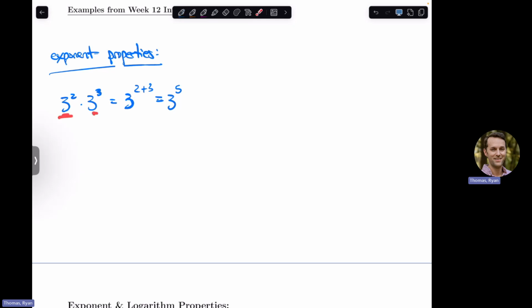And this would be true for anything where the bases match. So it's multiplying like bases. By the same notion, if you divide like bases, you subtract. This is 5 copies of 3 divided by 2 copies of 3. So 2 of them cancel and you're left with 3 in the numerator.